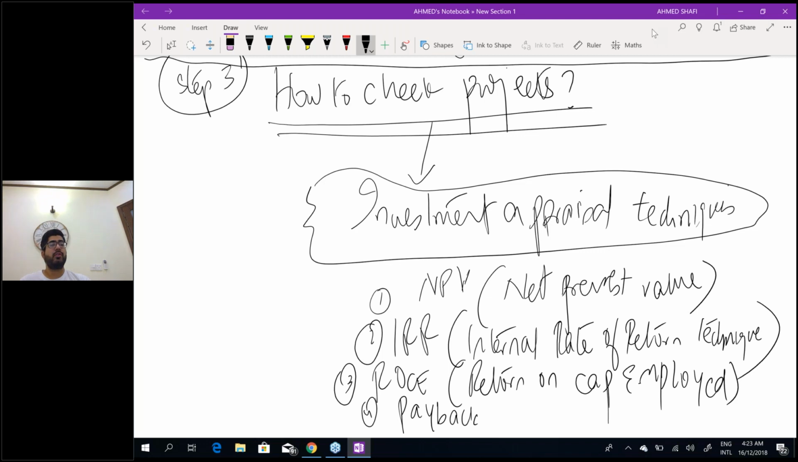So in step 3, I told you need to check all projects. The question comes how to check projects. Projects are checked through four appraisal techniques: NPV, IRR, ROCE, payback. Copy them, please.